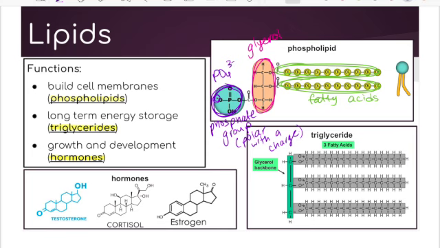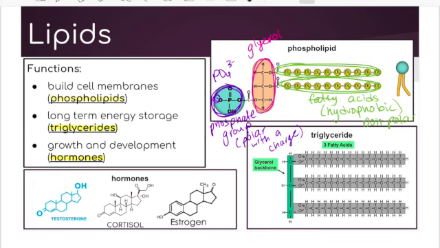So let's write this in. They are hydrophobic. In other words, they're non-polar, right? They are non-polar. And so they don't like to be in water. So because of that, it has this non-polar end over here, and then a polar end over here. That gives it all the properties that it has for being really good at building cell membranes, which we'll talk about in a little bit here.